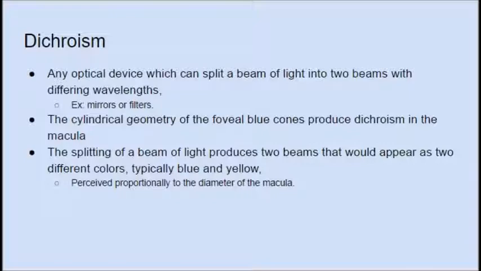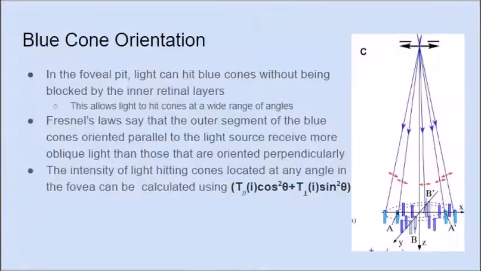This arrangement differs from the other cones in the macula and the rest of the retina. The splitting of a beam of light produces two beams that would appear as two different colors. Typically, these are blue and yellow. These are then perceived proportionally to the diameter of the macula.